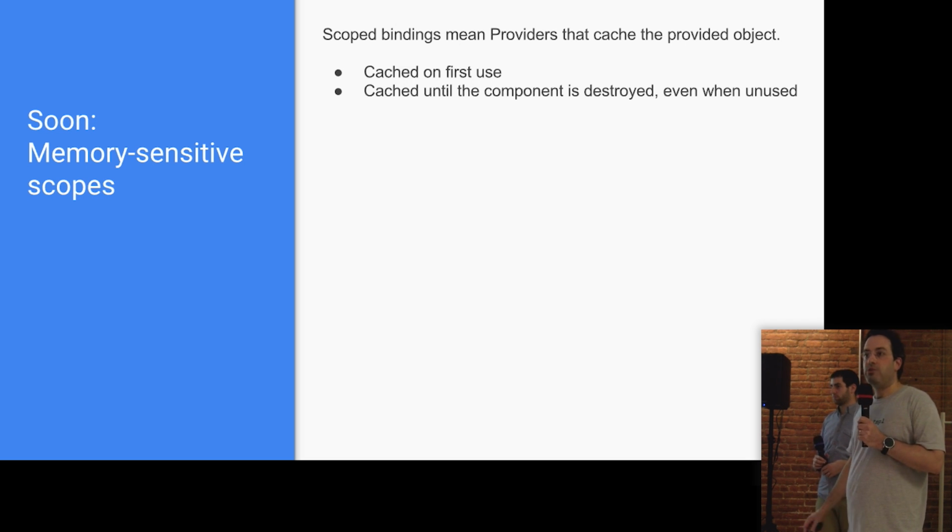But sometimes you have scoped bindings that are heavyweight, they take up a lot of memory, and they're not used continuously. They may be used at the beginning, and then sort of thrown away, and maybe used again later. And you may have a low memory event in the meantime. But you're out of luck because Dagger is going to hold on to that reference for the entire lifetime of the component.